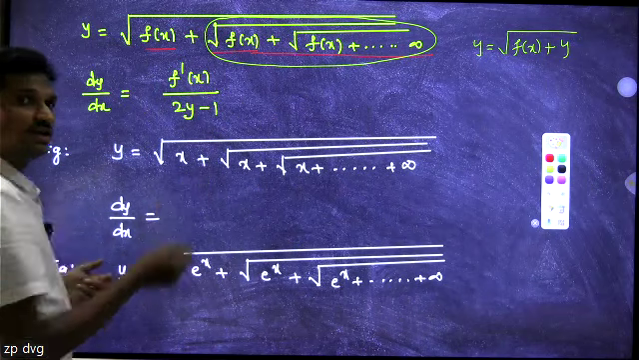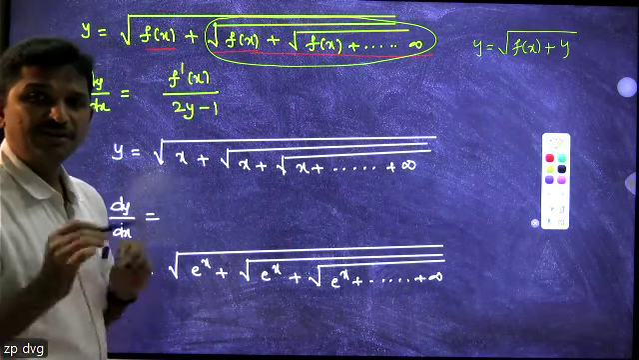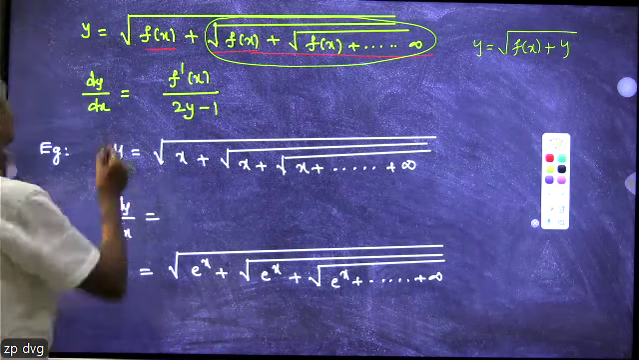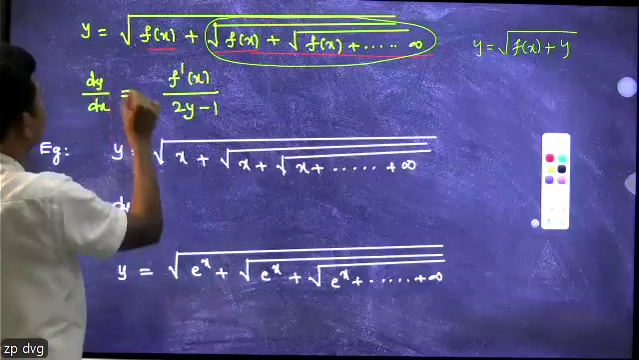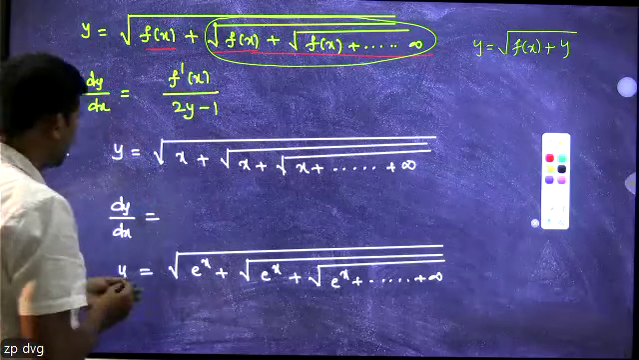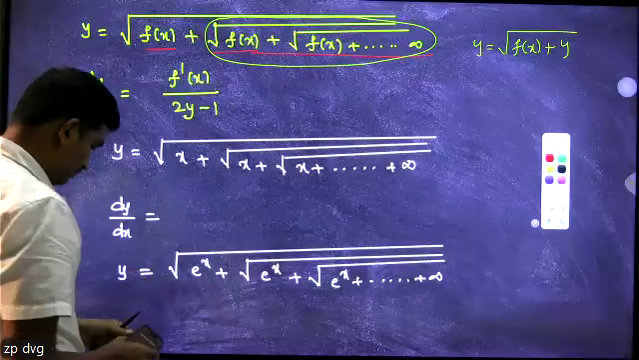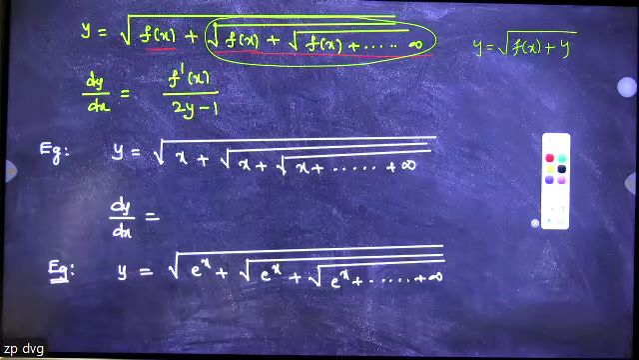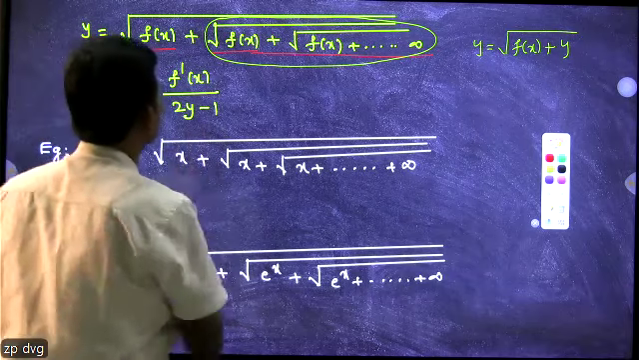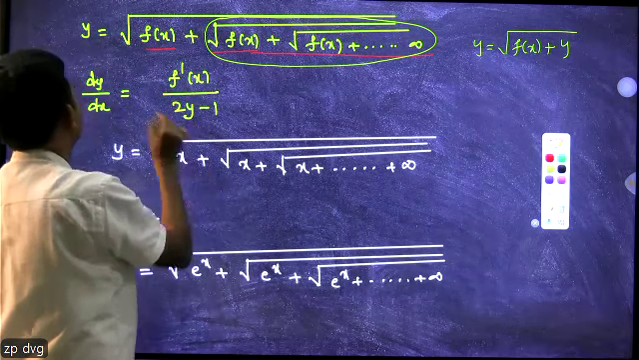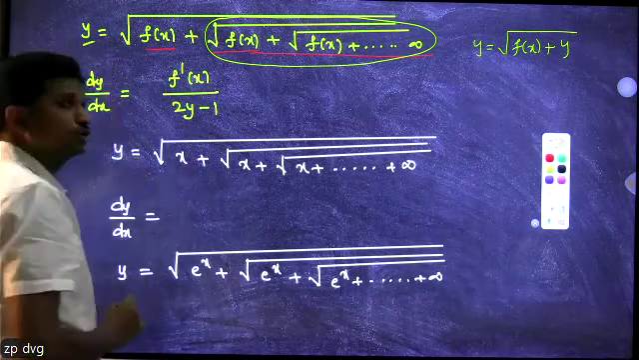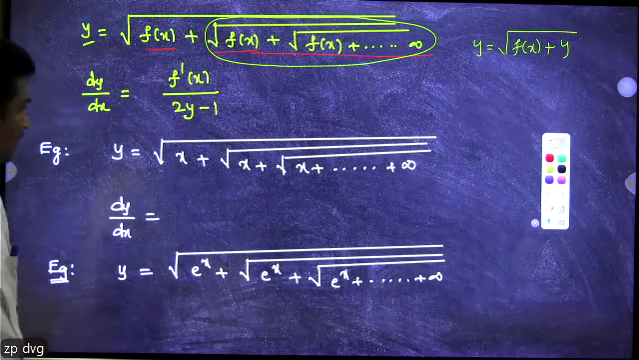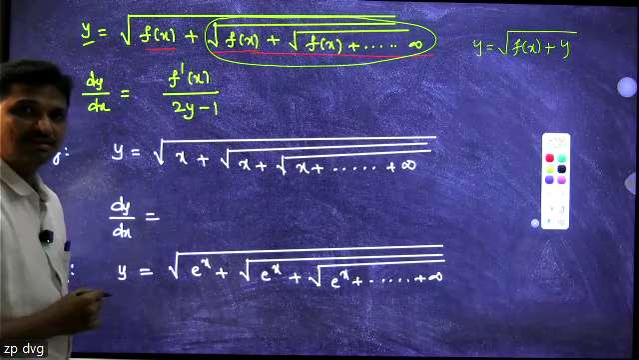But however, no need of that regular procedure. We are not deriving here, we are just learning the shortcut. So what is the shortcut? The derivative of this function is f dash of x divided by 2y minus 1. Y is nothing but the given function only.